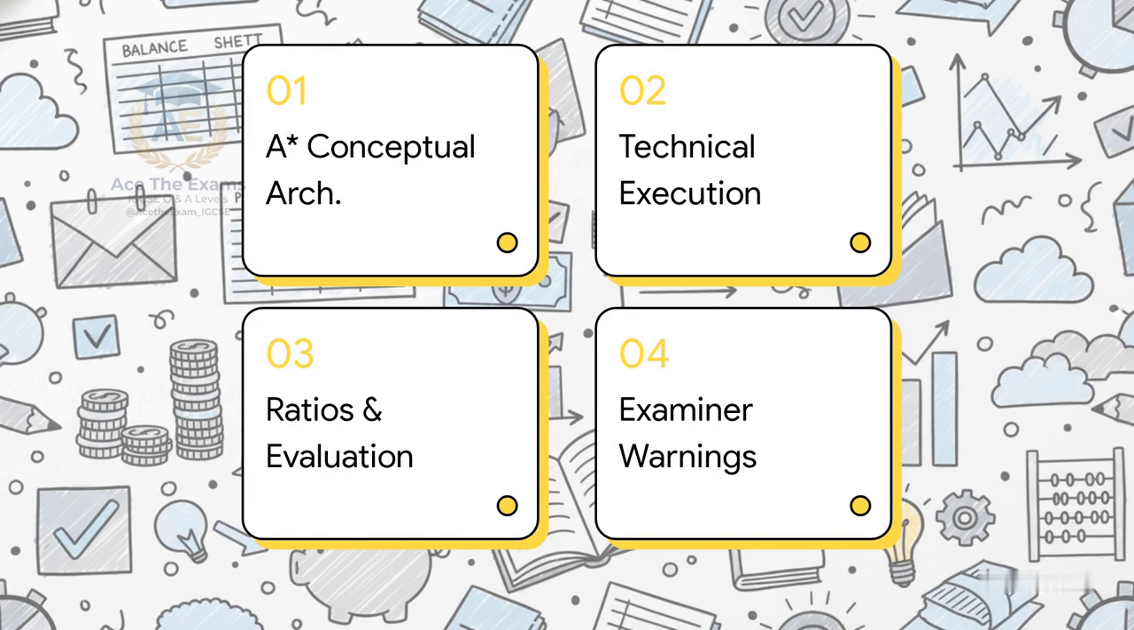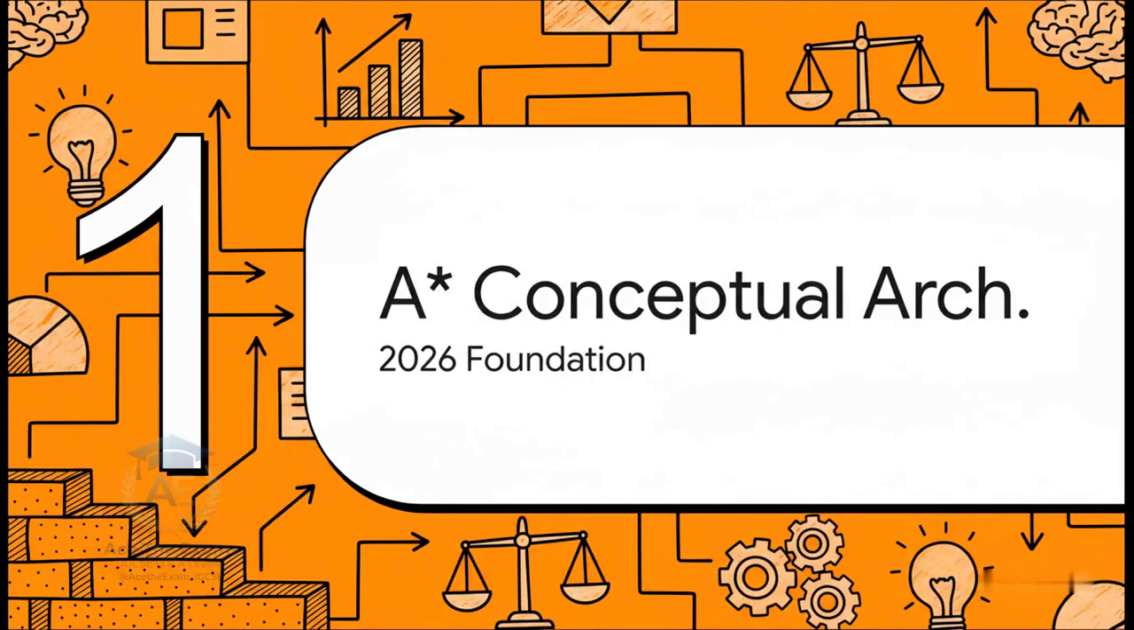Okay, so here's our battle plan for today. We're going to start by laying down the A-star conceptual architecture. Then we'll move into the actual technical execution, elevate things with AO3 evaluation skills, and finally, finish up with some highly classified examiner warnings. Right, moving to Section 1, the A-star conceptual architecture.